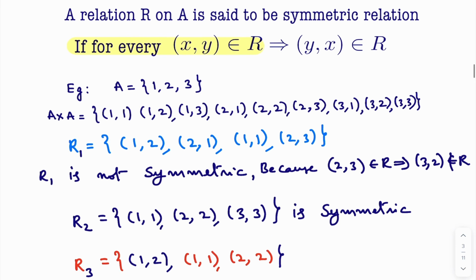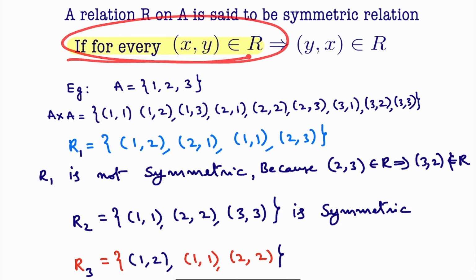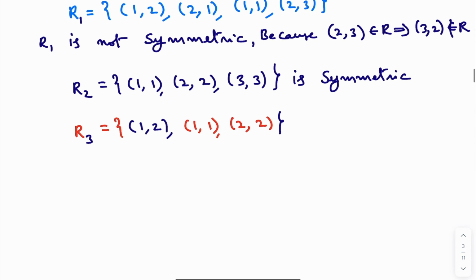How to check? You will check, for every ordered pair (x, y) in the relation, whether (y, x) is there in that relation or not. You observe here (1, 2) is there in this relation. For (1, 2), is (2, 1) present in this relation? No. So this element fails the symmetric condition. If one element fails, directly you can write this is not symmetric. No need to check further.